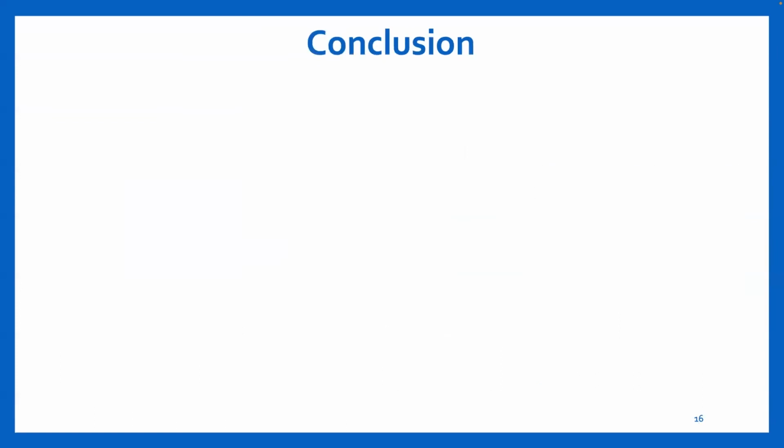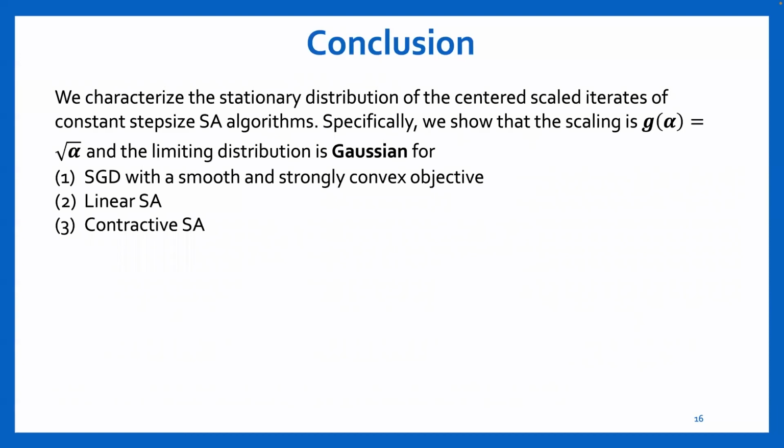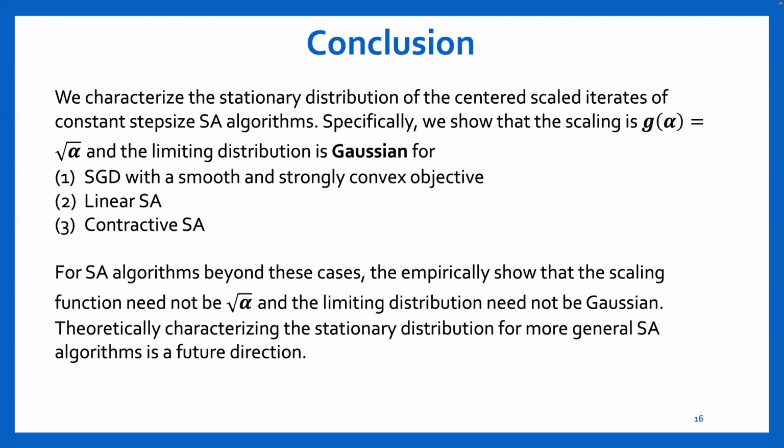Okay, so to conclude, in this work, we focus on constant step size stochastic approximation algorithms. In particular, we show that for SGD with a smooth and strongly convex objective, and for linear SA and contractive SA, the correct scaling function is square root of alpha, and the limiting distribution is Gaussian, with mean 0 and covariance matrix being the unique solution of some proper Lyapunov equation. For more general stochastic approximation algorithms, we show that the scaling function need not be square root of alpha, and the limiting distribution need not be Gaussian. So further characterizing the stationary distribution in these cases is a future direction of this work.